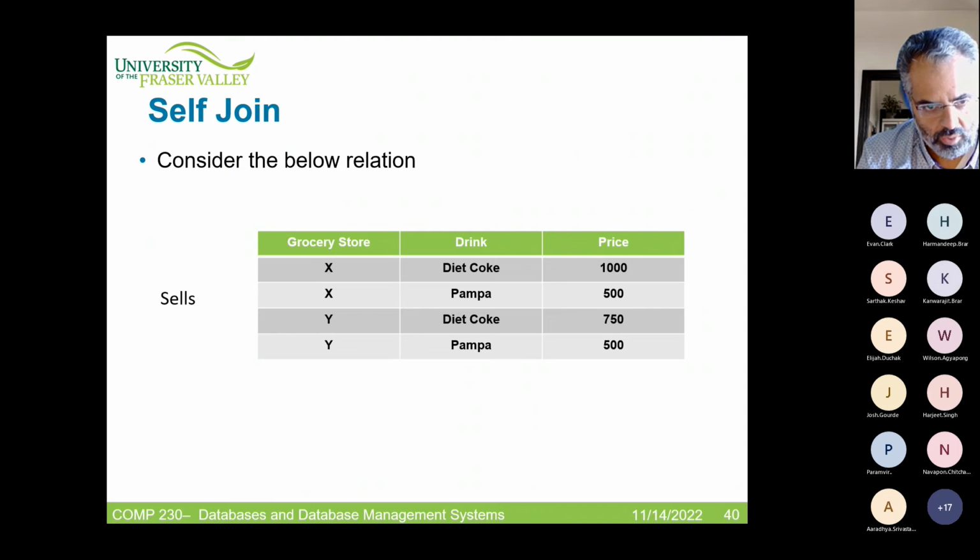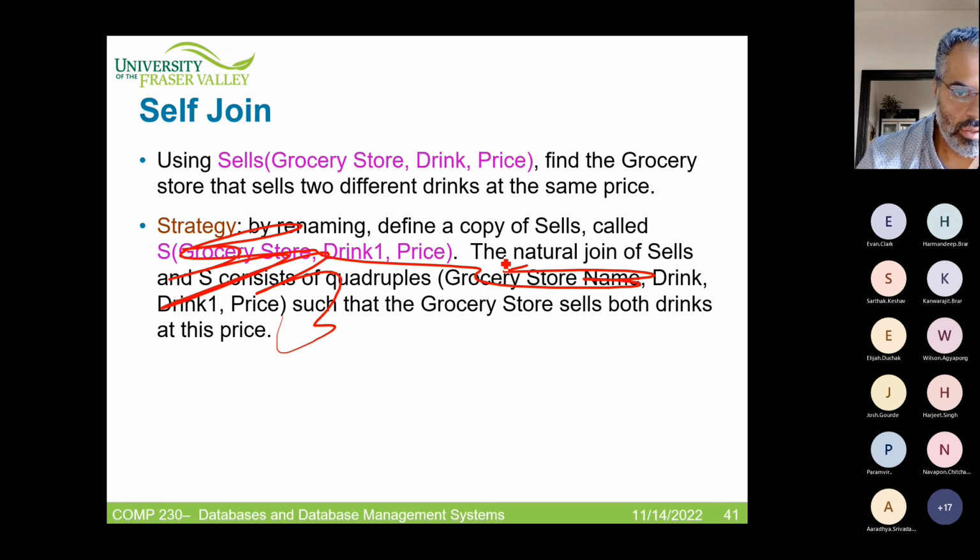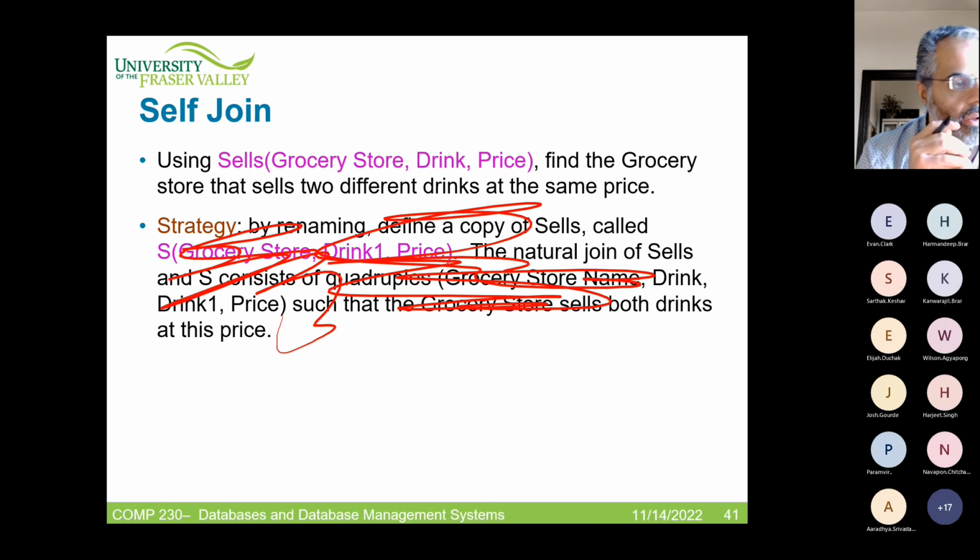Let's return back to this, where we have the sales table, where we have grocery, drink, and price. And okay, we will take this query, using sells, grocery store, drink, and price. Forget about the strategy, we will discuss the strategy later. So we have the query that says: find the grocery store that sells 2 different drinks at the same price.